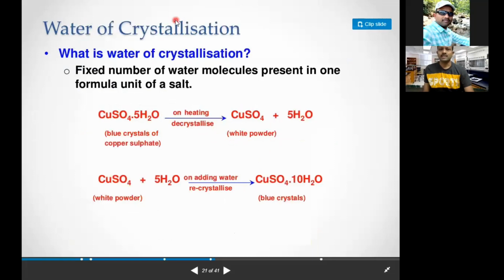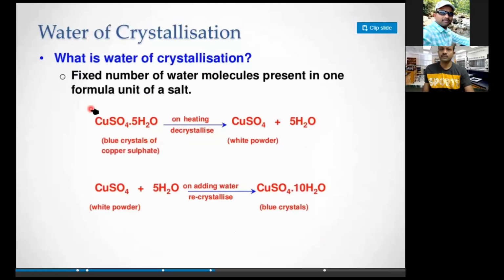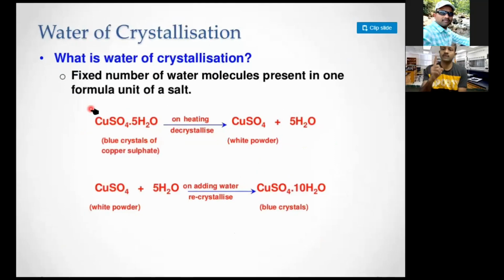So what does water of crystallization mean? Here we come across one term, water of crystallization. A fixed number of water molecules present in one formula unit of a salt is called water of crystallization. So CuSO4·5H2O: the CuSO4 salt is combined with 5 water molecules. That means blue crystals of copper sulfate contain 5 water molecules. When you heat this, the crystal nature of the salt is lost, and it becomes a white powder only. Face powder is very smooth, no? Like that powder we will get when you heat copper sulfate 5H2O.